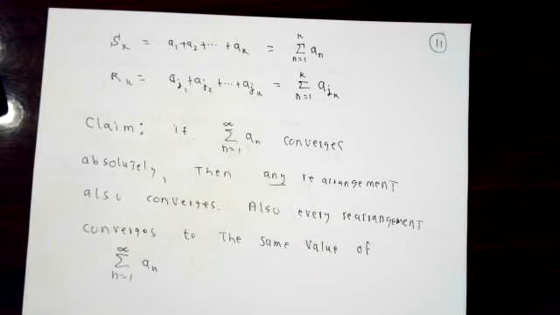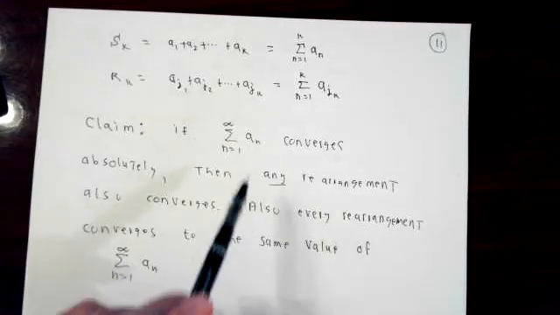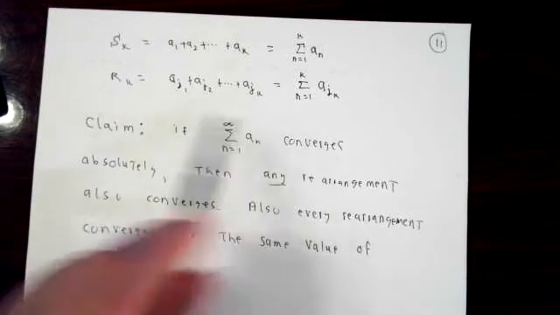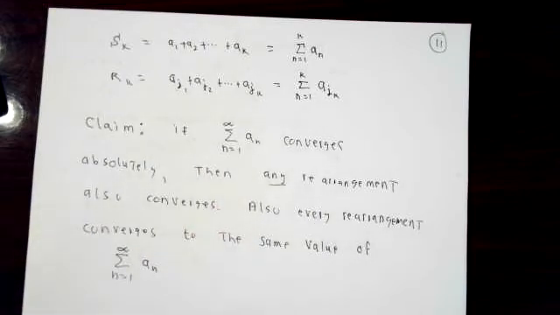Here's a claim. If the original series converges absolutely, then any rearranged series also converges. Not only that, every rearrangement converges to the same number that the original series converged to. This is important to us.